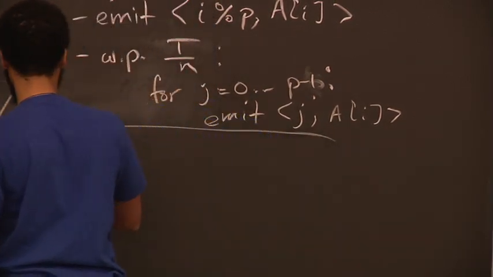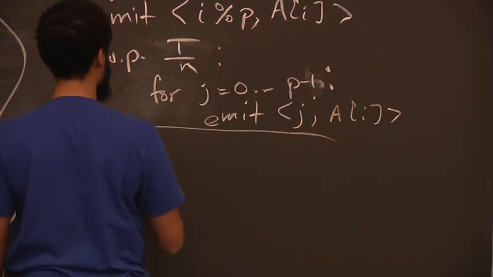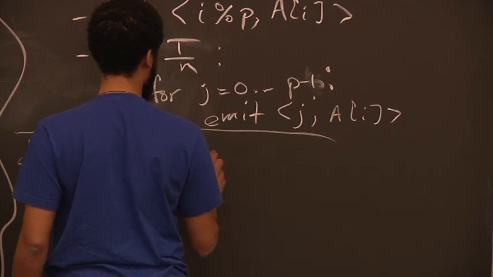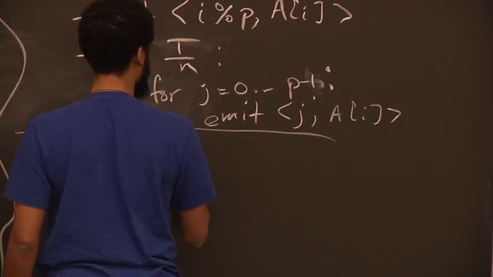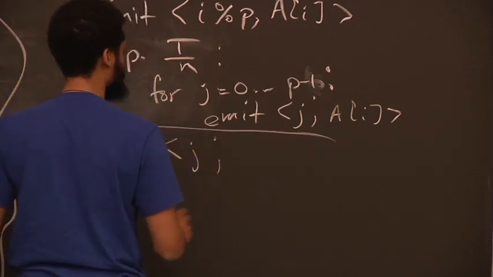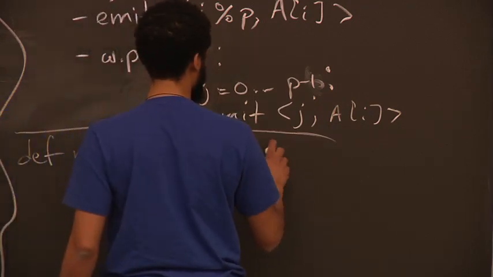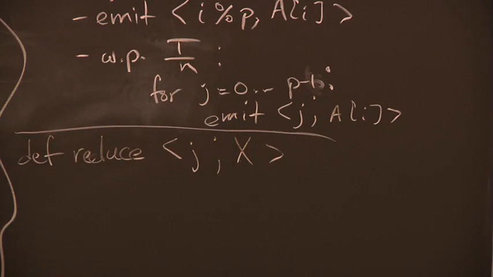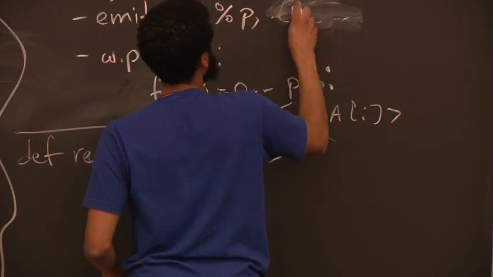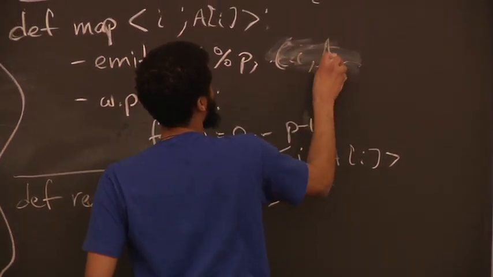What is reduce? Reduce gets as input some j, which is a number between 0 and p minus 1, and it also gets a list of elements x. Some of the elements, and let me also do this, let me say this is actually (i, A_i).